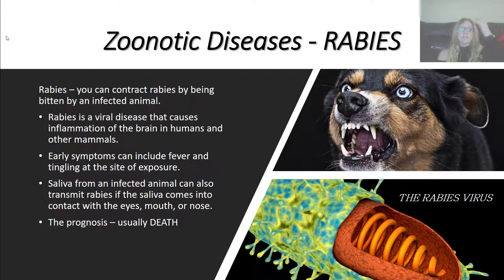So, zoonotic diseases like rabies. This is actually the rabies virus. You can contract rabies by being bitten by an infected animal. Rabies is a viral disease that causes inflammation of the brain in humans as well as other mammals. Early symptoms include fever and tingling at the site of exposure. Saliva from an infected animal is also able to transmit the disease if it comes in contact with the eyes, mouth, or nose. Unfortunately, the prognosis is usually death.